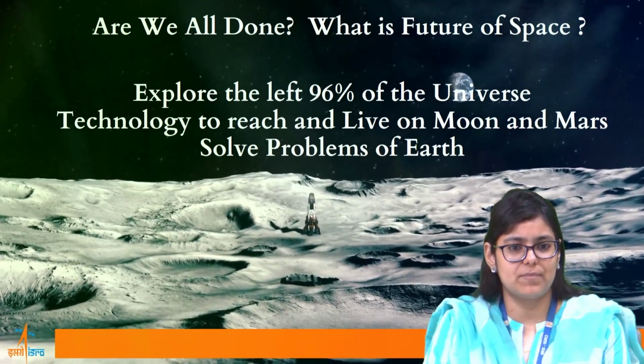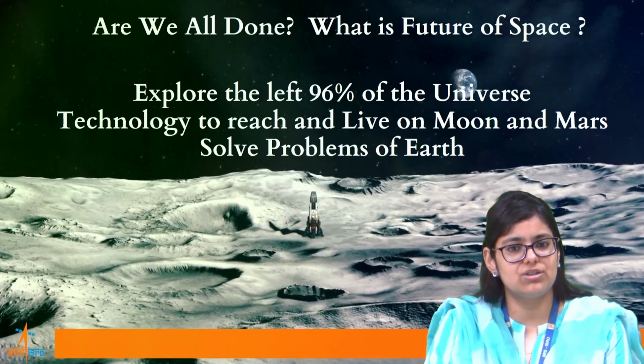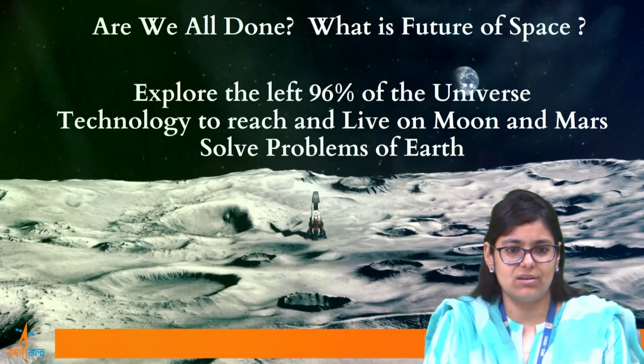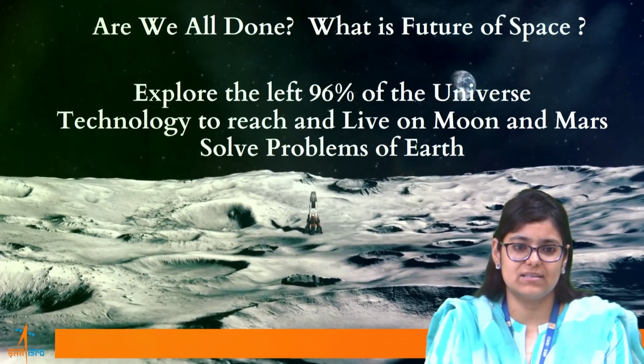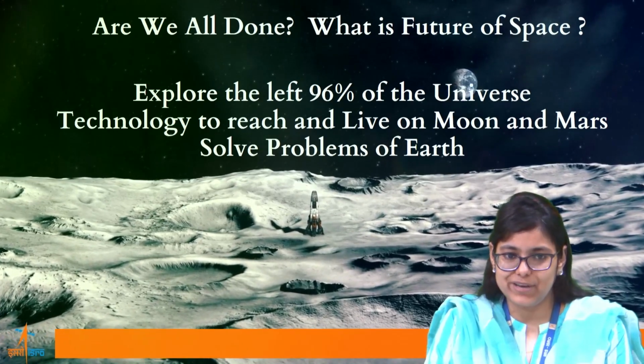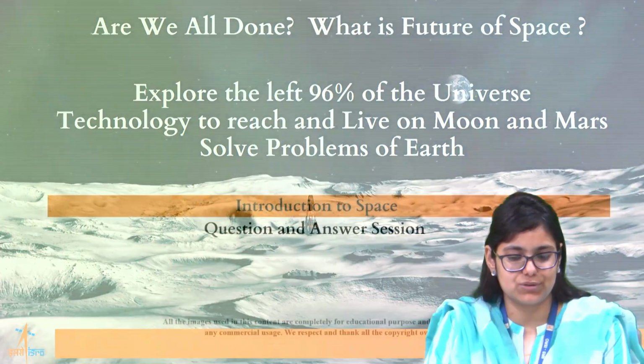A lot of work must be done to reach those distant planets within a shorter duration, and various technologies to be invented to live on those same planets. Finally, finding ways to solve the problems here on Earth and provide space solutions.